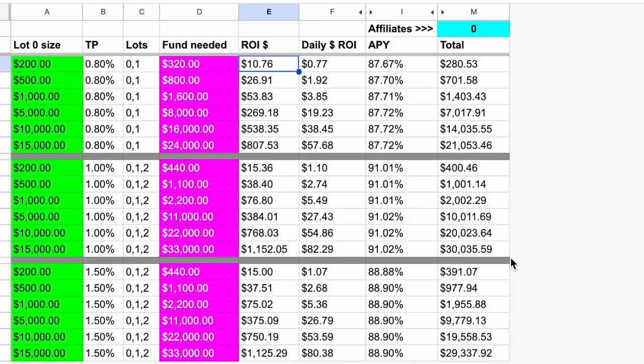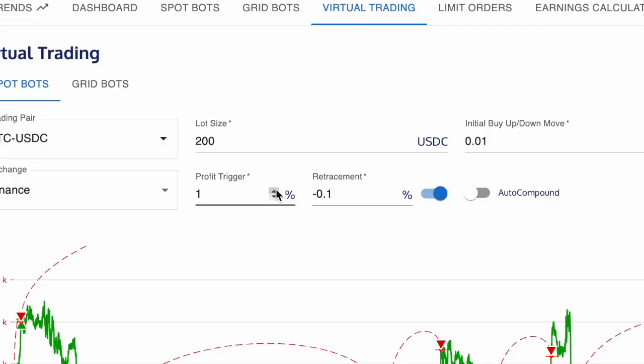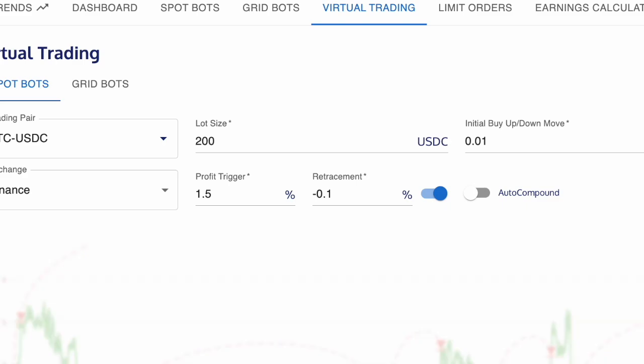1,152, and that would be roughly about $82 a day, and an annual income of around $30,000. Then I did another simulation, again starting with 200 all the way down to 15,000. This time I increased the take profits to 1.5%. All I did was click on that little arrow, increase that, and then run the simulation for each one of these amounts.